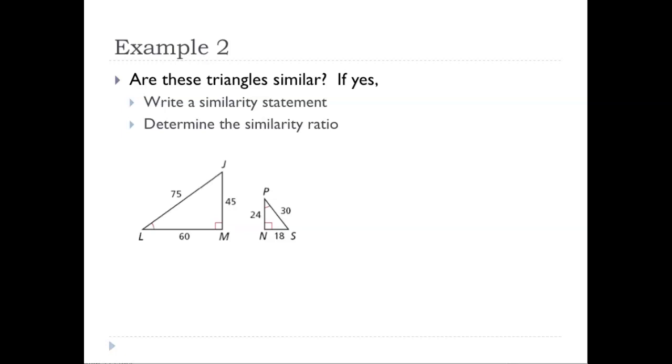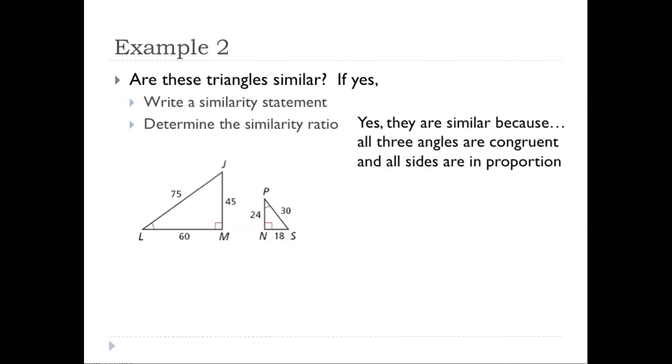Now if we look at the sides, we want to see if they are in proportion. So we want to see 75 over 30, the hypotenuse of each, and then check 60 over 24, and then check 45 over 18. And they are all, in fact, in the same ratio of 2.5. So yes, they are similar because all three angles are congruent and all the sides are in proportion. So our similarity statement would be JLM is similar to SPN.